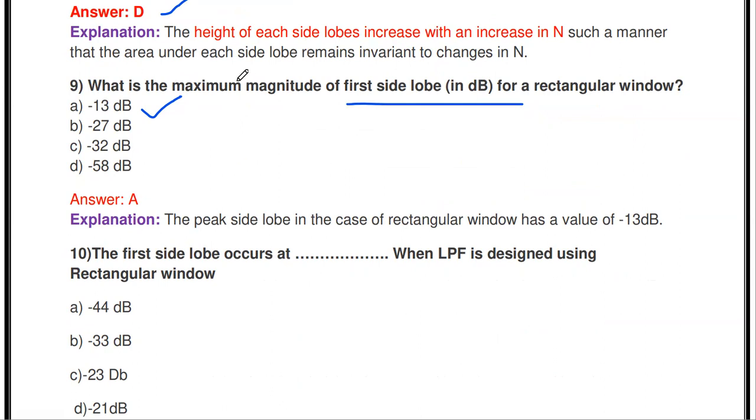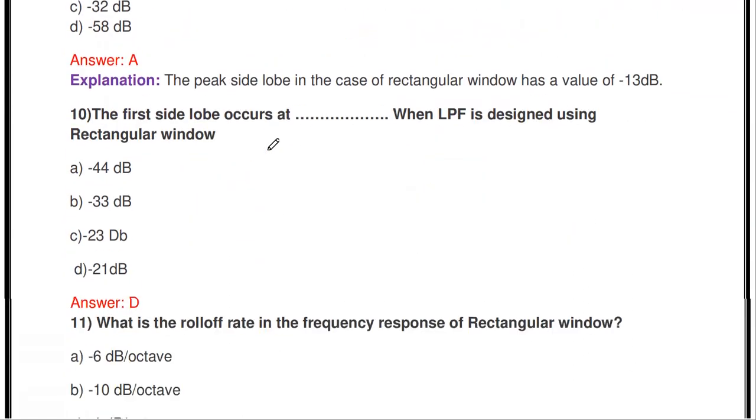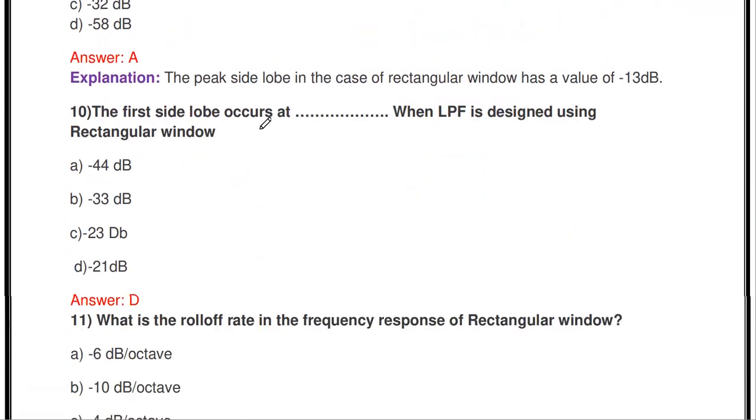Finally, I will conclude for all 3 windows. I will compare and tell the answers. Okay. The next one: the first side lobe occurs at dash when low pass filter is designed using rectangular window. If you are designing a low pass filter using this rectangular window, we will get some frequency response. If you are drawing that frequency response, we will get the first side lobe at minus 21 dB.